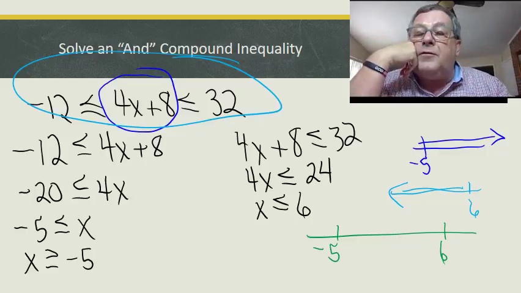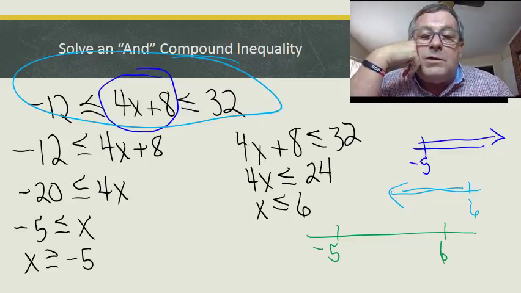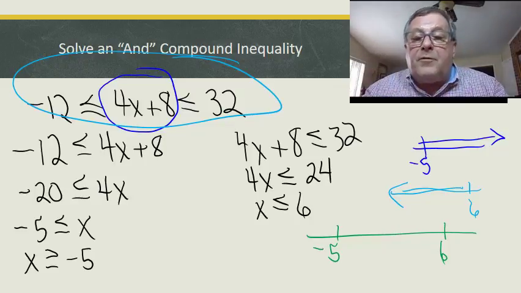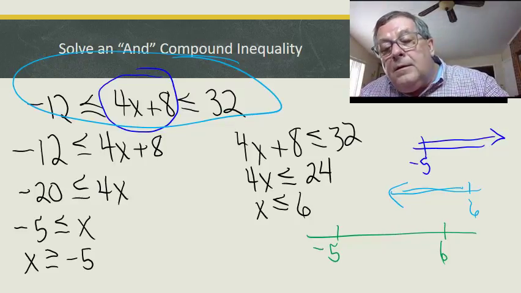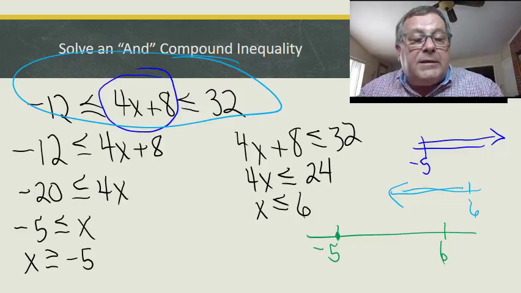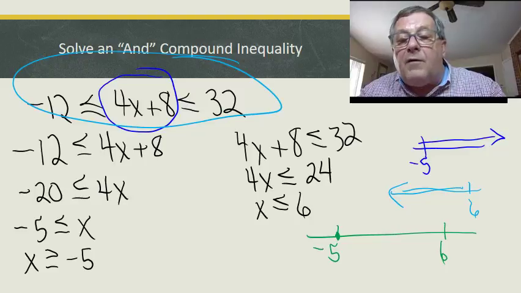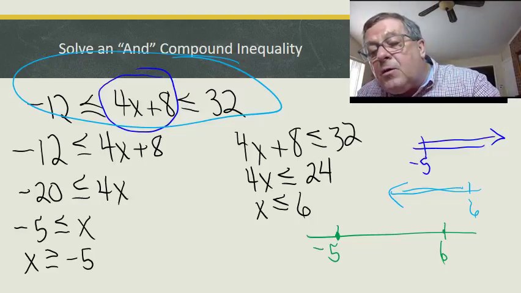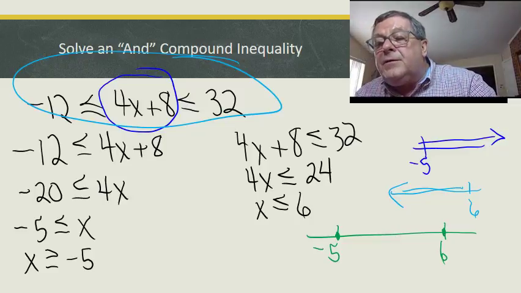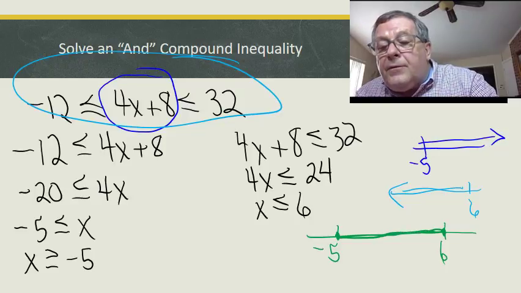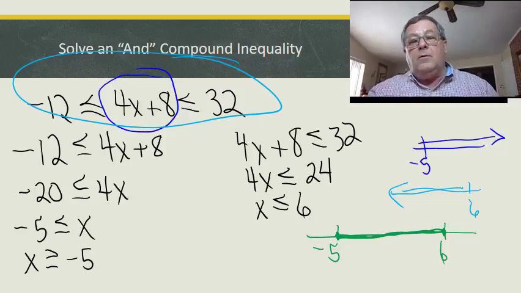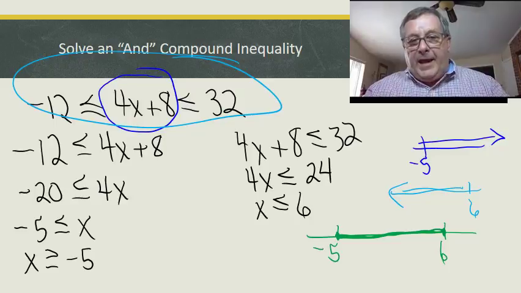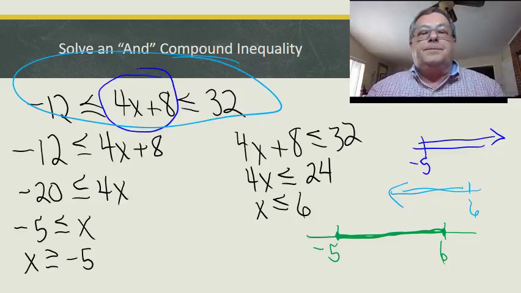Now let's see, I didn't do any thinking about open dots and closed dots on those first two. Well, they're both going to be closed dots. So here I've got x is greater than or equal to -5, but at the same time, x has got to be less than or equal to 6. So we're going to put closed dots on both ends of these. And simply, this is my correct representation for an and compound inequality.